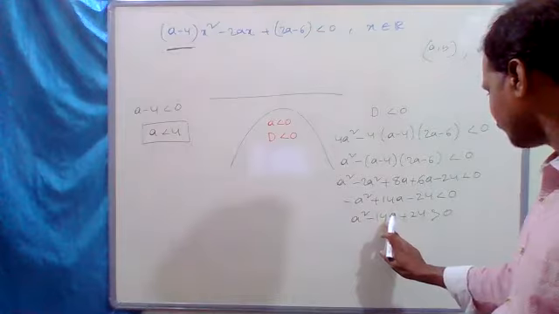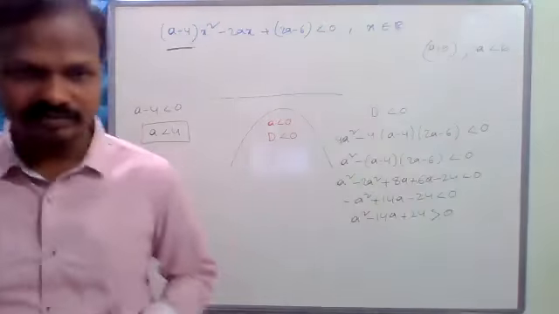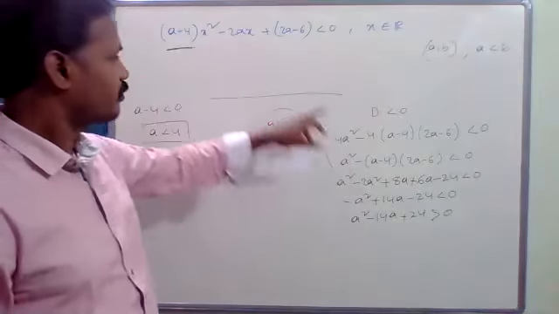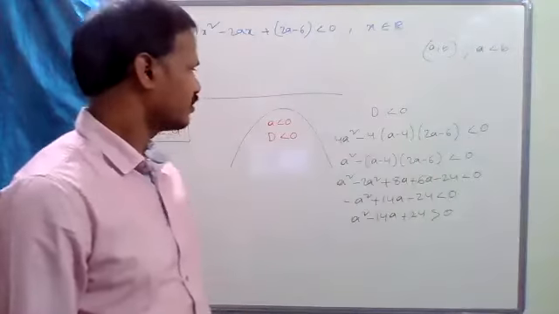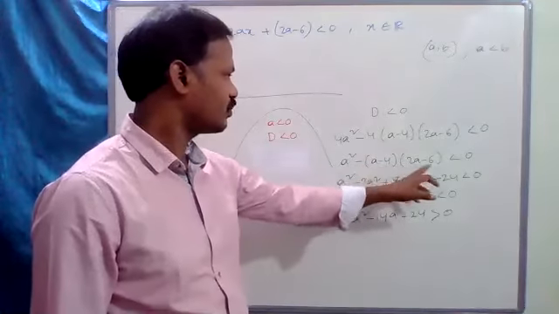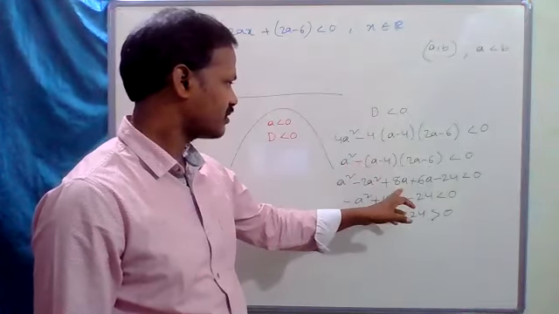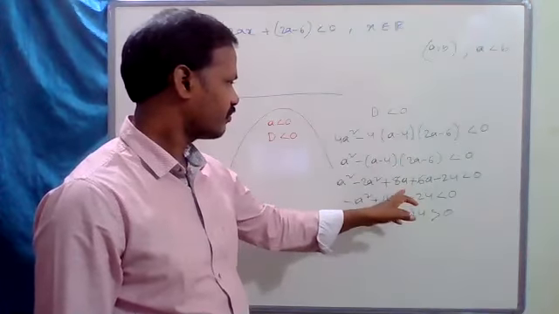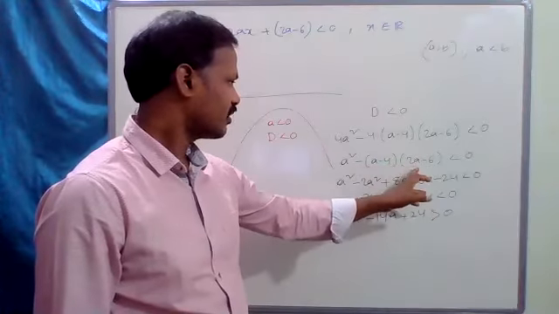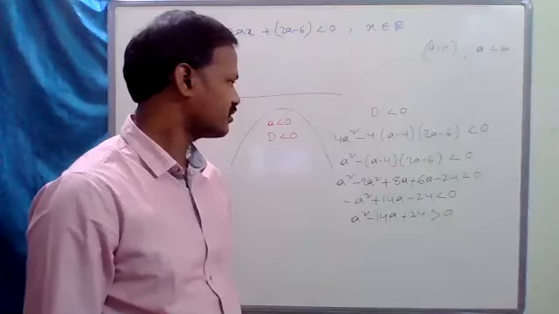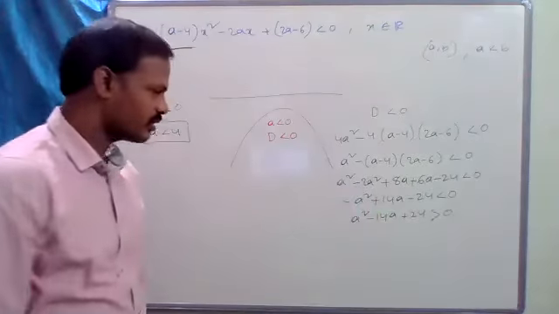Is the expression correct? b square minus 4ac, so a square minus a minus 4 into 2a minus 6, so minus 2a square plus 8a and plus 6a, and the constant is minus 24. So what are the roots?